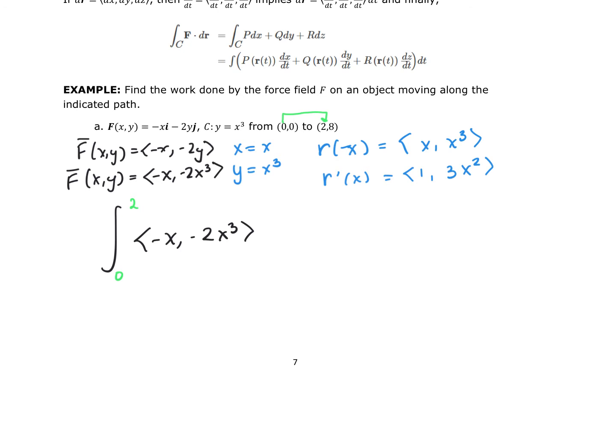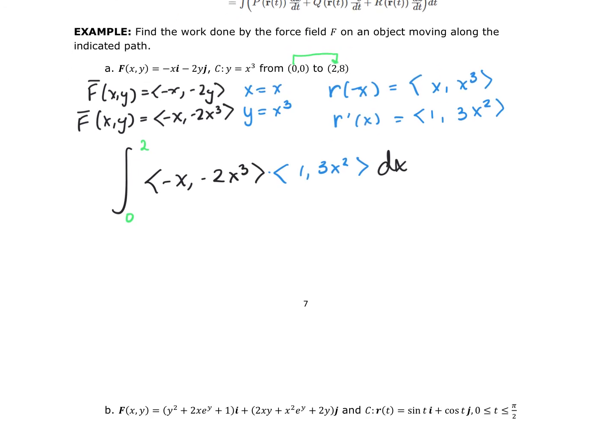That is my f, my vector field, multiplied by the 1, 3x squared. Still a dot product, but notice on this one we had to do some replacements. Now, when I do this dot product, of course, it's going to be a scalar, and I end up with the integral from 0 to 2 of negative x minus 6x to the 5th dx. And when I get totally done, I get negative 66 units, whatever the units are, of work.